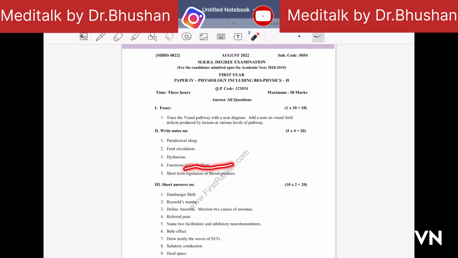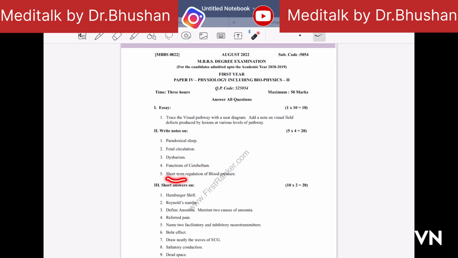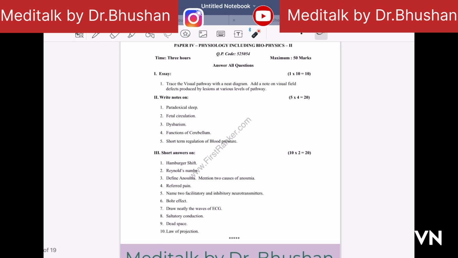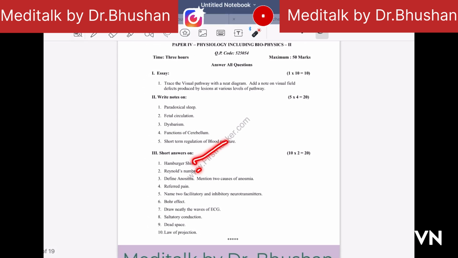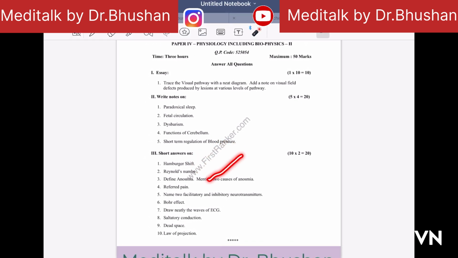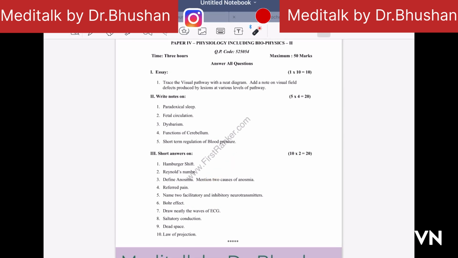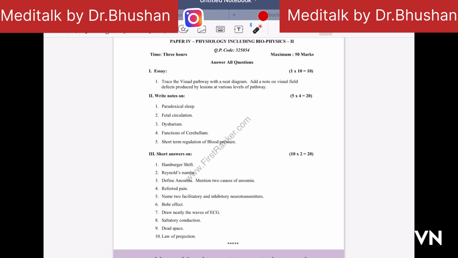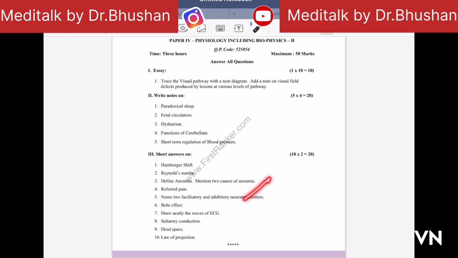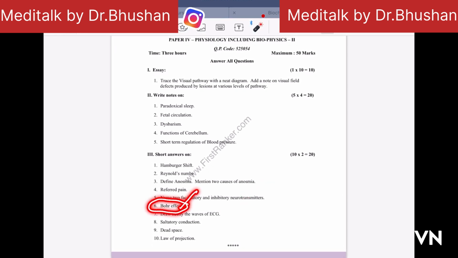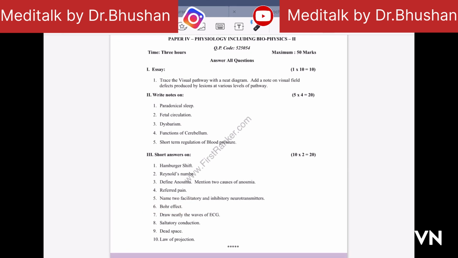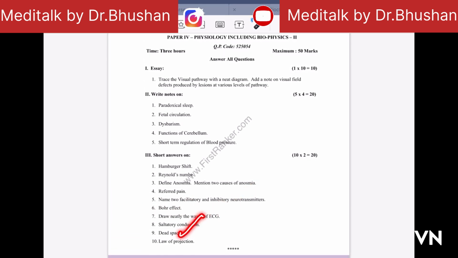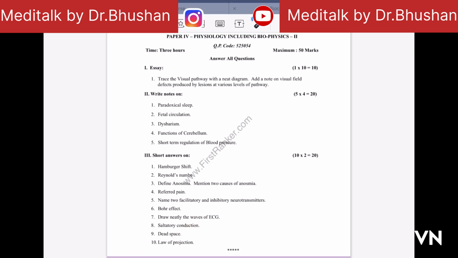function of cerebellum, short-term regulation of blood pressure. Third part: Hamburger shift, Raynaud's phenomenon, define anosmia and mention two causes of anosmia. Referred pain, name two facilitatory and inhibitory neurotransmitters. Bohr effect, this is a repeated question. Draw neatly waves of ECG, saltatory conduction, dead space of lungs, and law of projection.